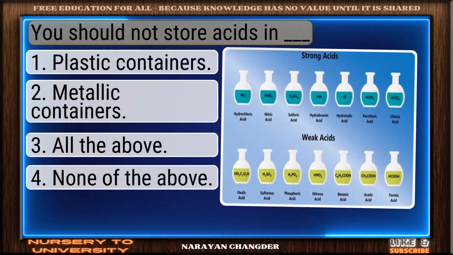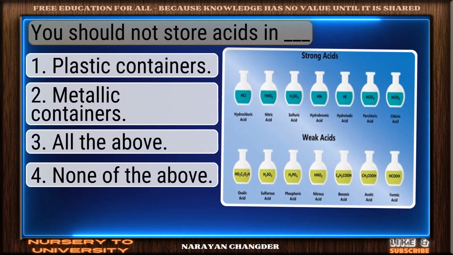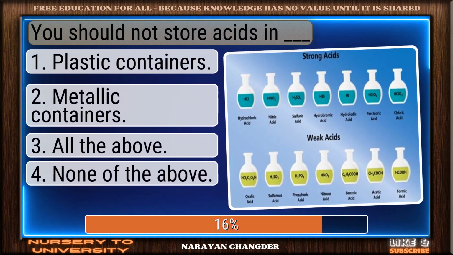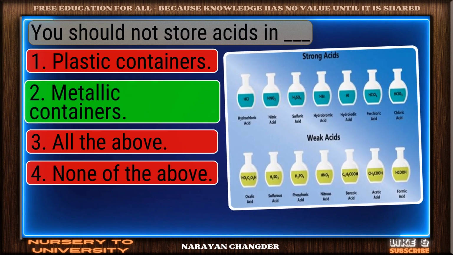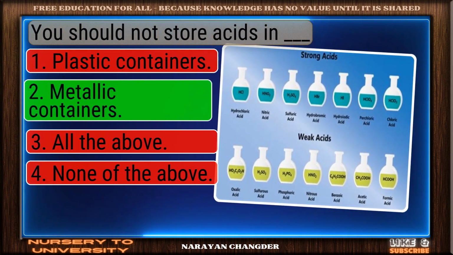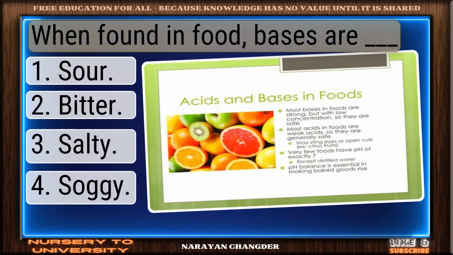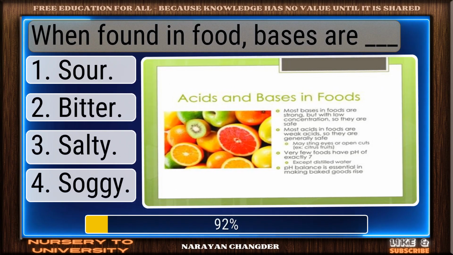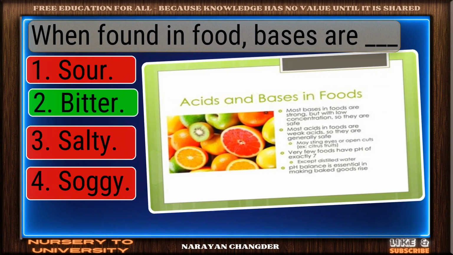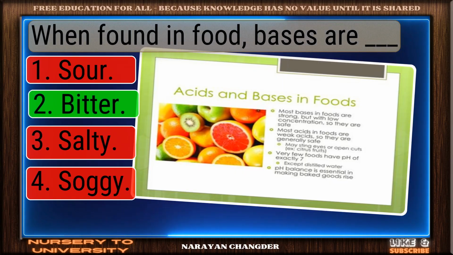Question number 82. You should not store acids in dash. Well picked. Metallic containers is the correct answer. Question number 83. When found in food, bases are dash. Exactly. Bitter makes sense and it is the right choice.